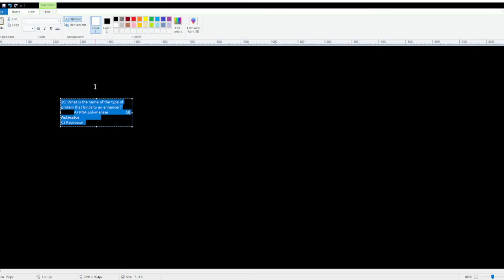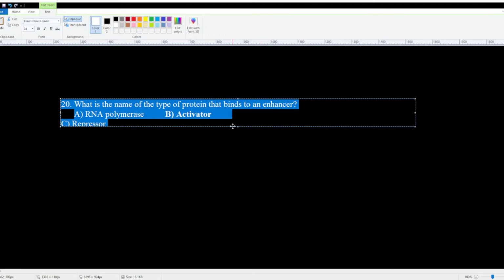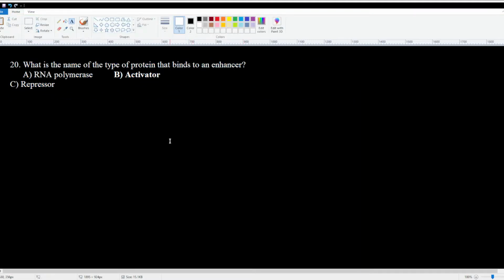Number 20 is asking, what is the name of a type of protein that binds to an enhancer? So, what is an enhancer? An enhancer has to do with transcription. It has to do with like enhancing the transcription of a gene, right? So, what does that mean?